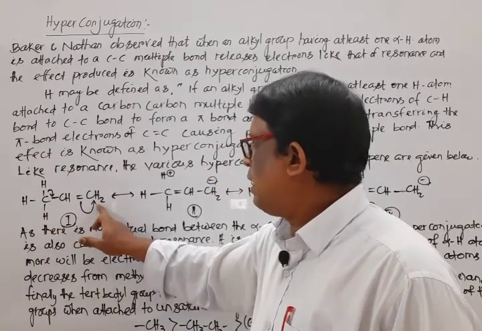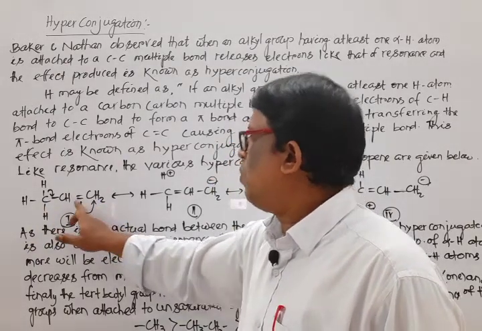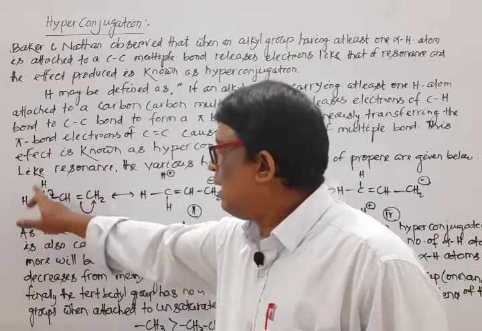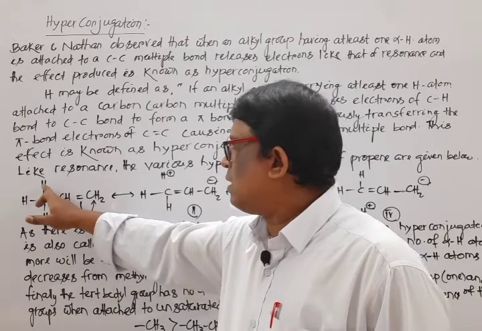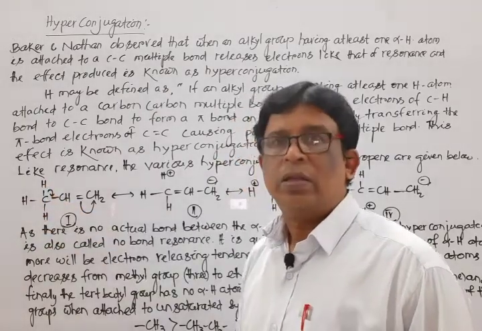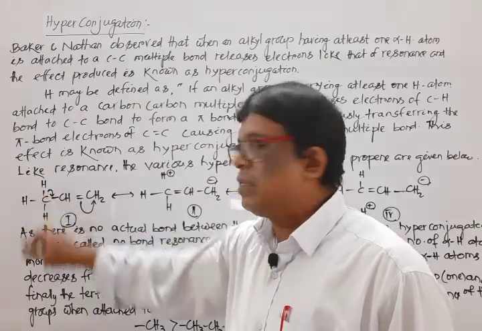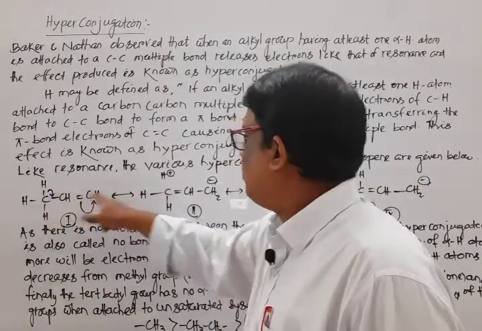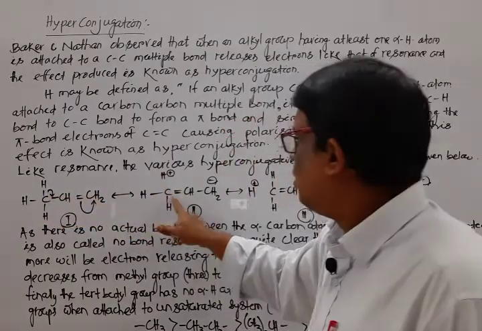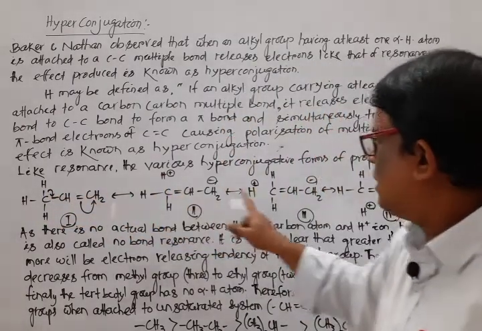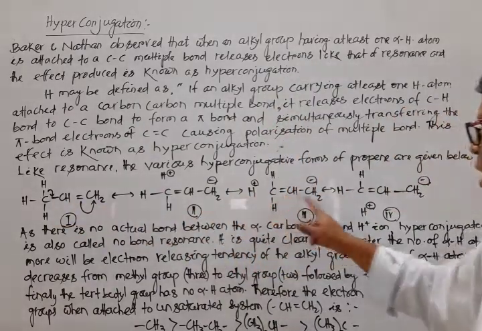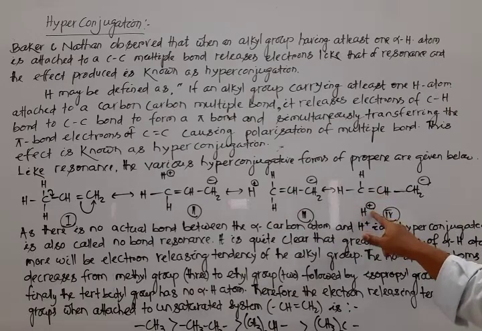When polarization takes place, the pi electrons transfer toward this side. As there are 3 hydrogens, there are 3 chances of breaking the bond between the alpha carbon and a single hydrogen atom. Mark the structures. In the first case, this hydrogen atom breaks away and this bond transfers to form a double bond. In the second case, this hydrogen atom breaks and this bond transfers. In the third case, this bond transfers, resulting in the formation of an H plus ion.